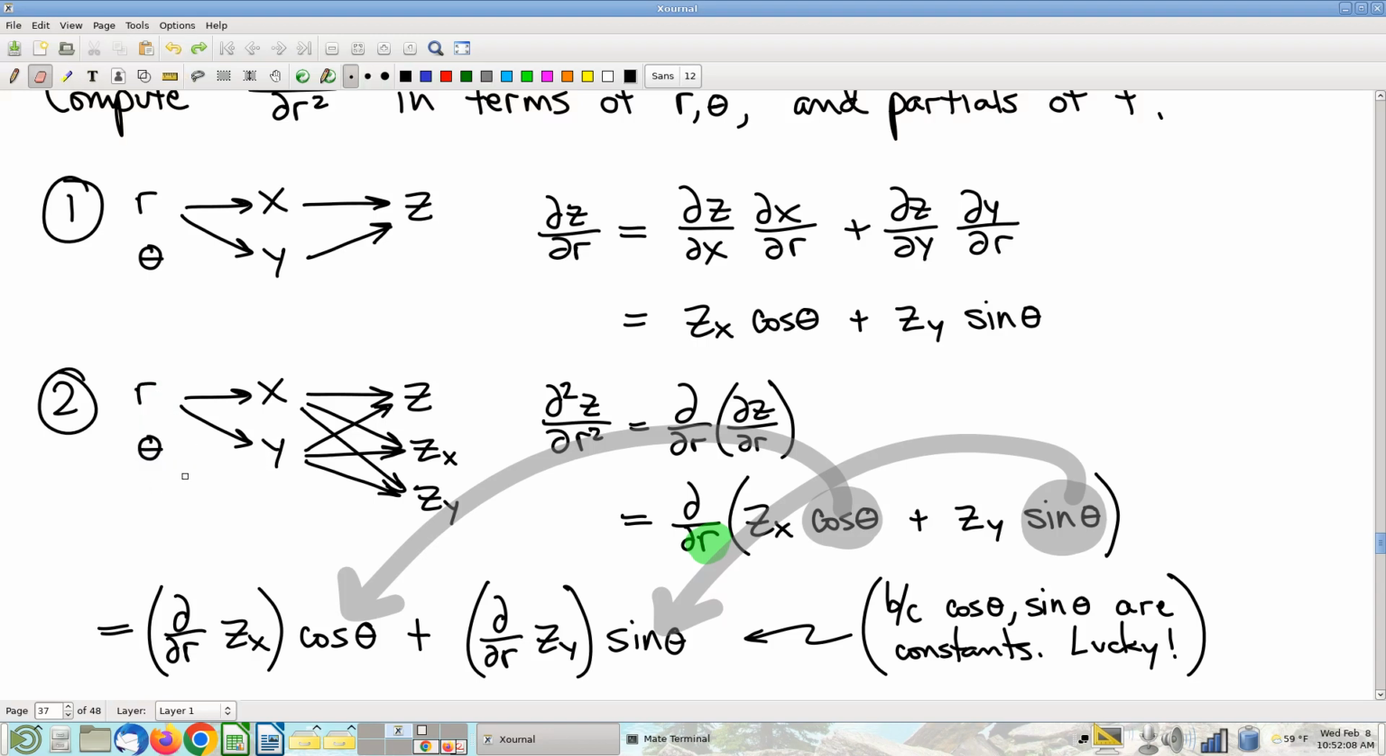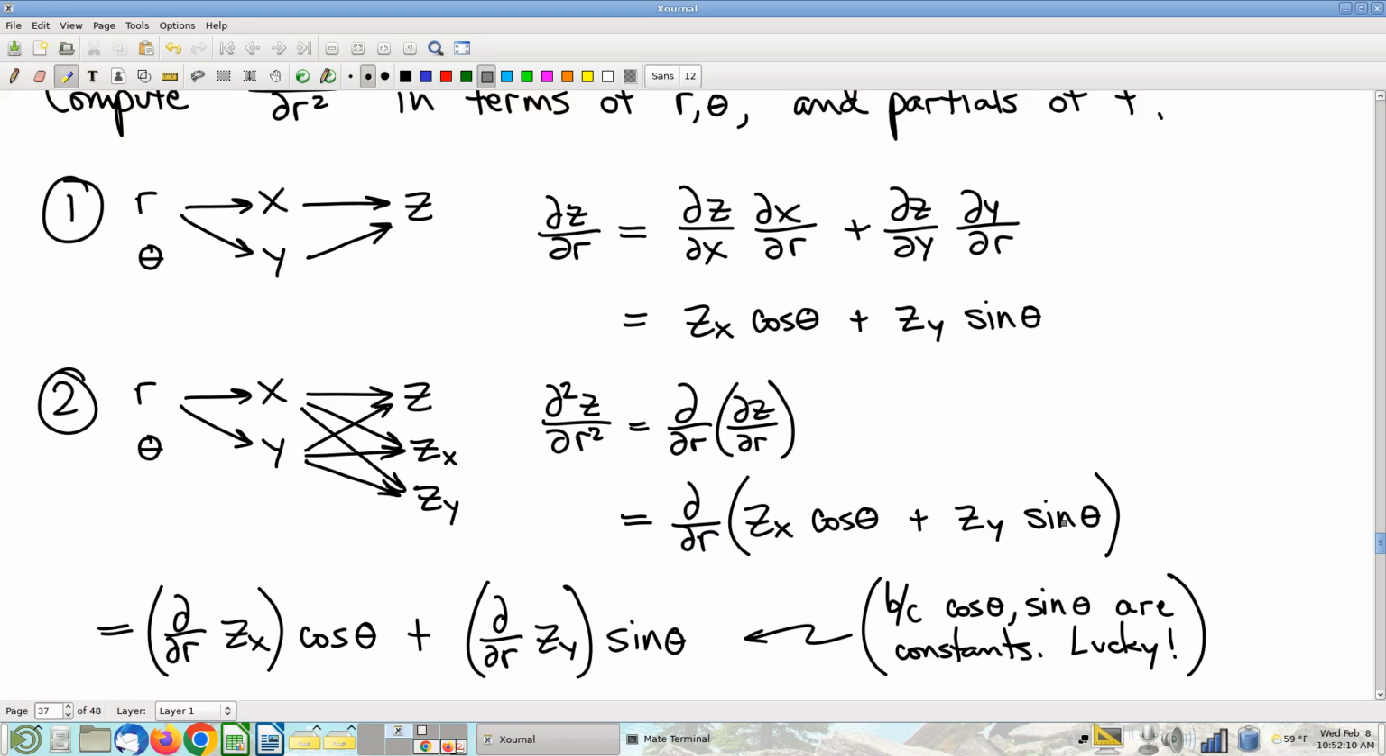Okay, so here's where it gets tricky. What do I do with this thing? What is the partial of zx with respect to r? How do I take a partial of an arrow with respect to a variable? That's not a thing. We haven't talked about that, it doesn't make any sense. Right? Where on this diagram is zx? Doesn't appear on this diagram. So we're kind of out of luck.